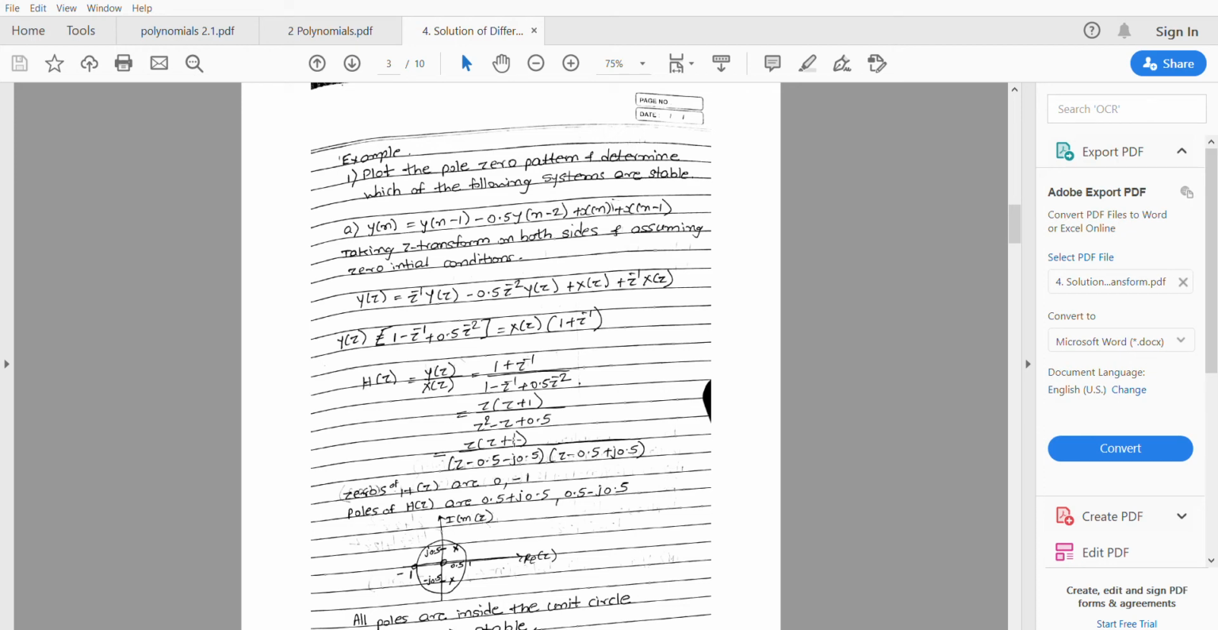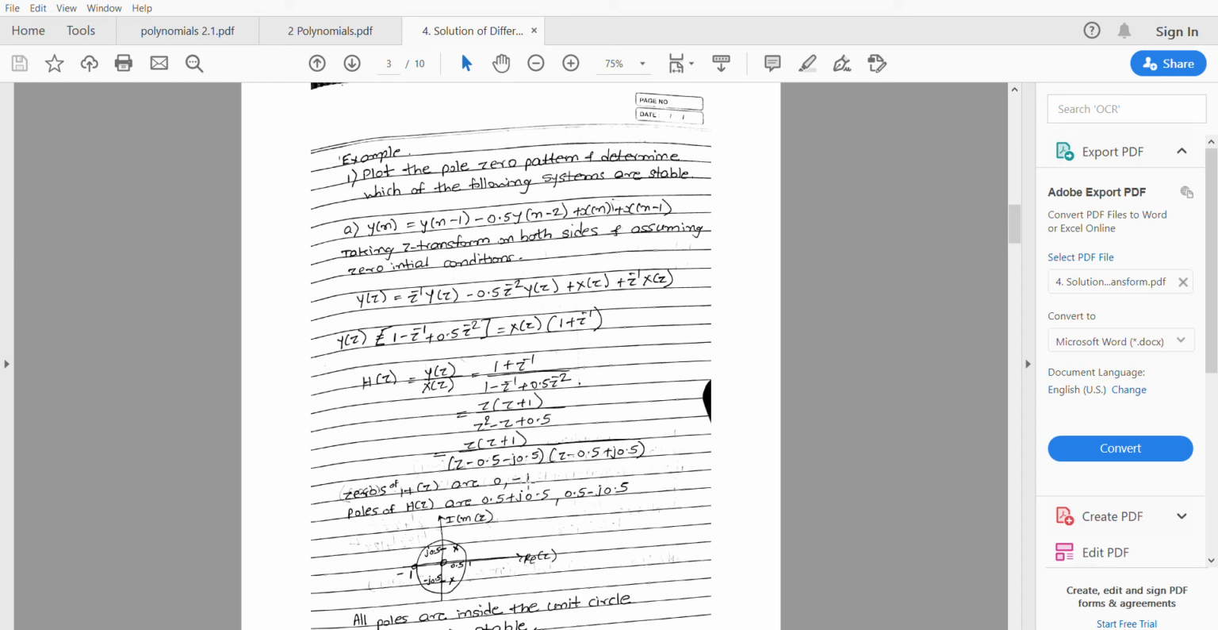Then we try to find the complex conjugate roots. With the help of these complex conjugate roots, the numerator gives us the zeros, so equate it to 0, that is z is equal to 0 and z is equal to minus 1. The poles are obtained by equating the denominator to 0, that is 0.5 plus j.